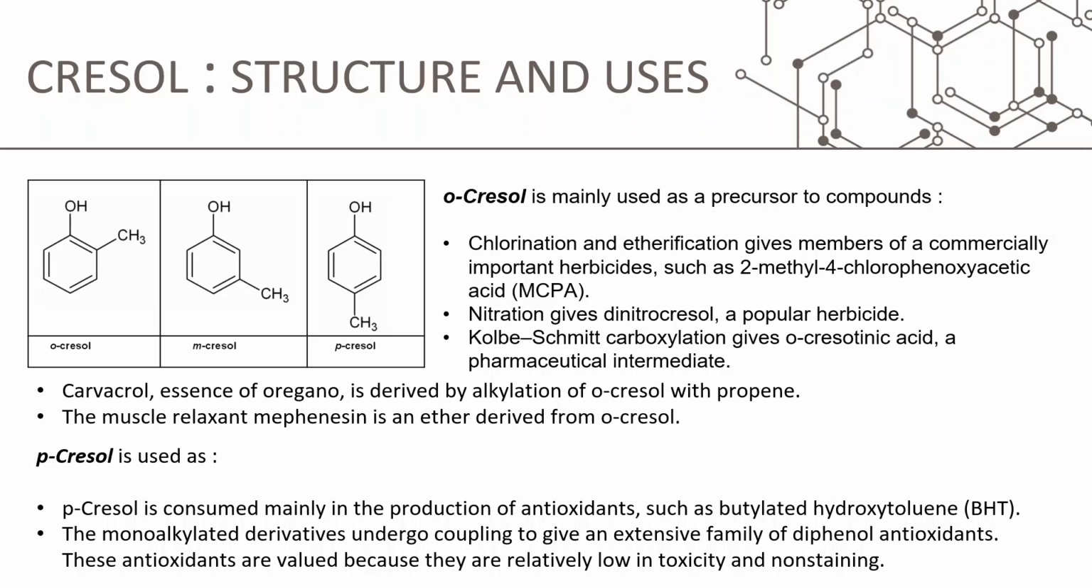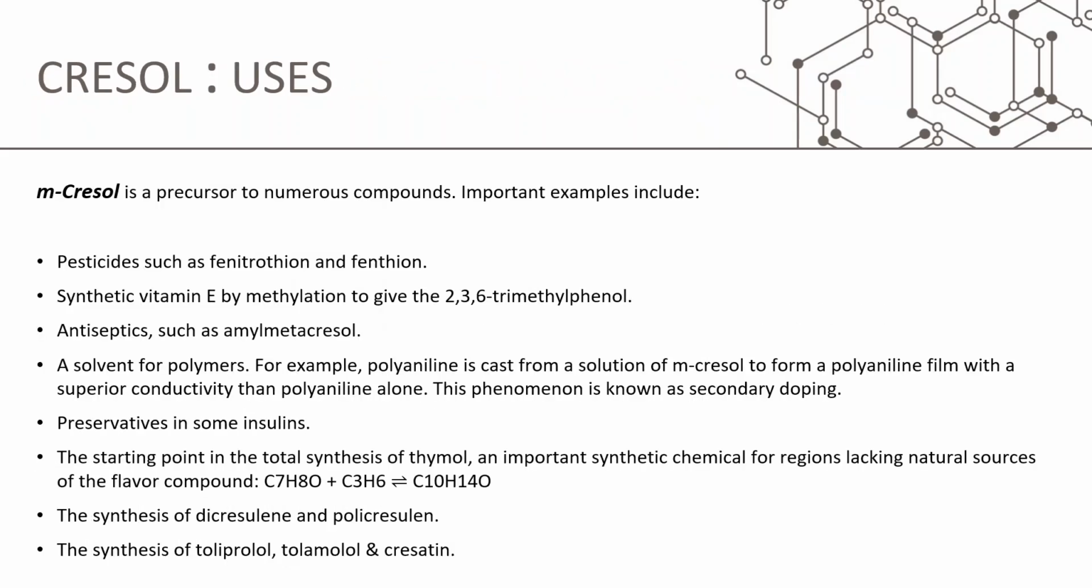Cresol is used in chlorination and etherification. Alkylation of o-cresol gives carvacrol, which is a strong antibacterial agent. o-cresol is used in synthesis of the muscle relaxant drug mephenesin. p-cresol is used in the production of butylated hydroxytoluene (BHT), which is an antioxidant. p-cresol is used in synthesis of bupranolol, which is a non-selective beta blocker.